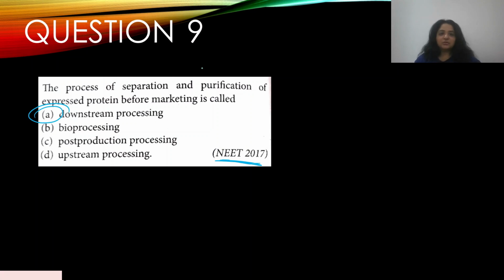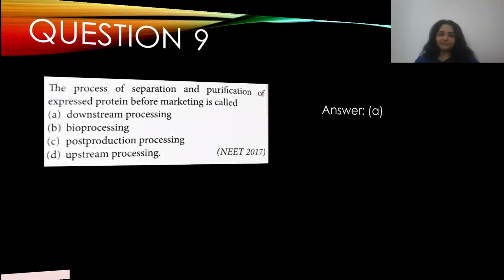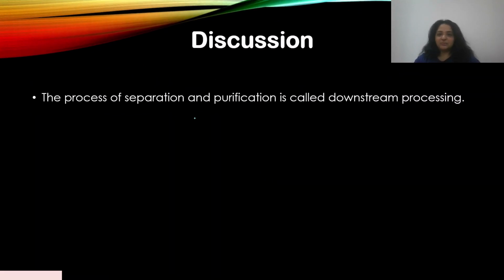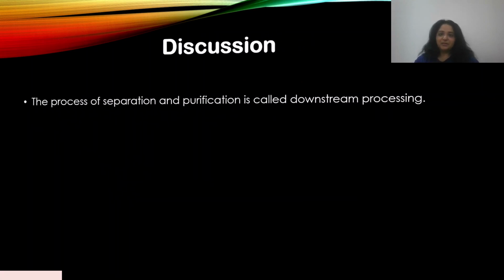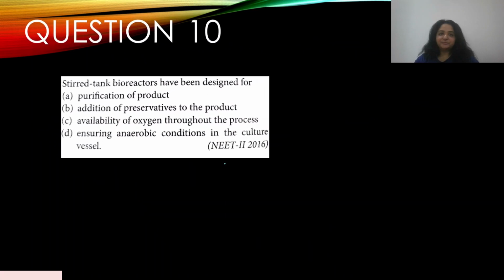Okay, so the process of separation and purification of expressed protein before marketing is called downstream processing. So the answer is A. I pretty much explained it already. After the bioreactor process is done, you undergo separation and purification. That's called downstream processing. So let's move on. Question number 10.